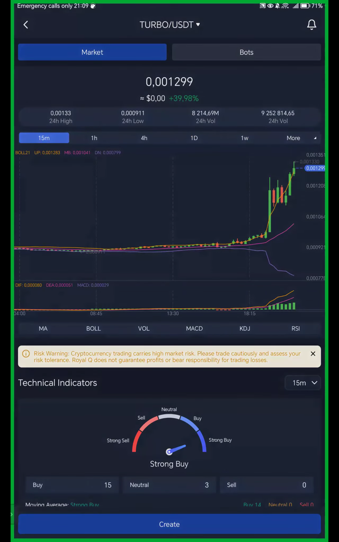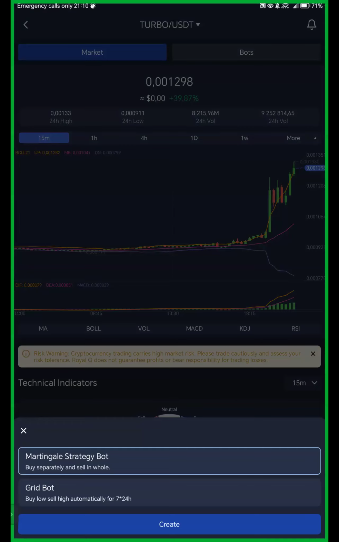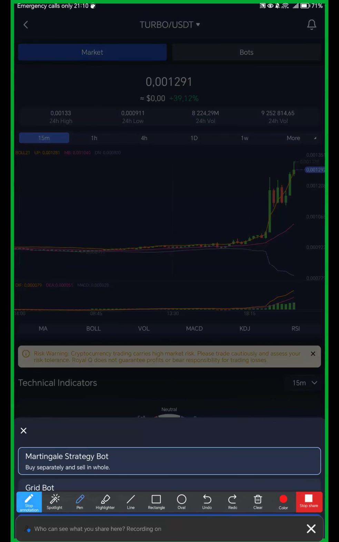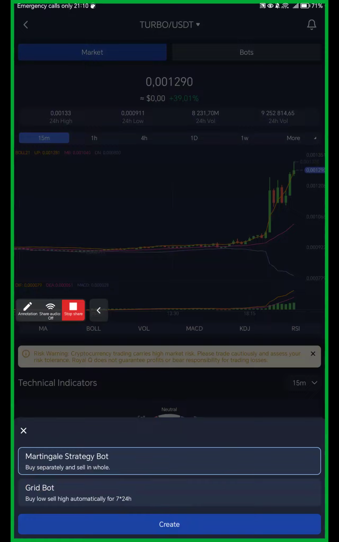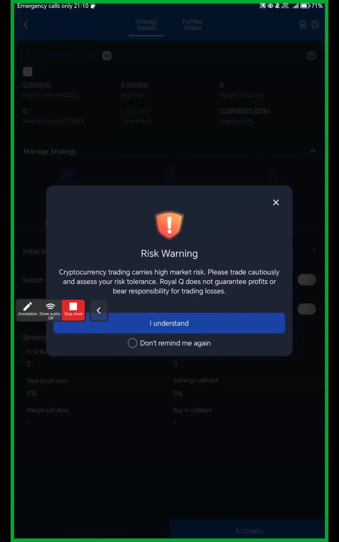So we're going to tap on create. Okay, we're going to tap on what? On create. And when you tap on create, it always gives us a martingale strategy board, because this is where we normally trade in. We do not use the grid board, we trade in the martingale board. That's why this area is already highlighted by default. So you don't need to press anywhere, you only tap on create to continue.